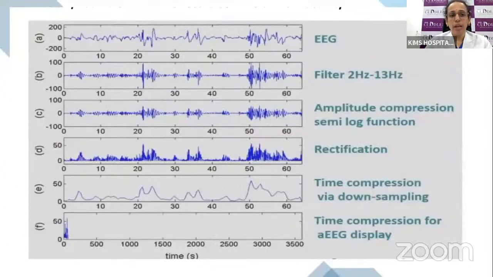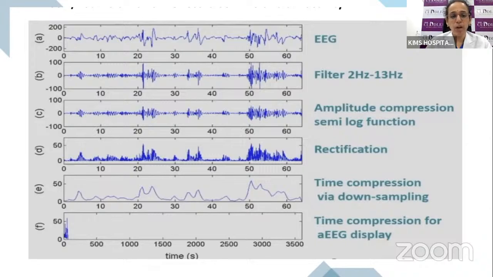So this is the methodology and principle of EEG. In the standard EEG, the filter will be applied below 2 Hz and above 13 Hz, and the graph will be obtained. Then the amplitude will be compressed on the semi-logarithmic function, and it will be rectified, and time compression will also be done, and then the graph will be displayed on the aEEG.